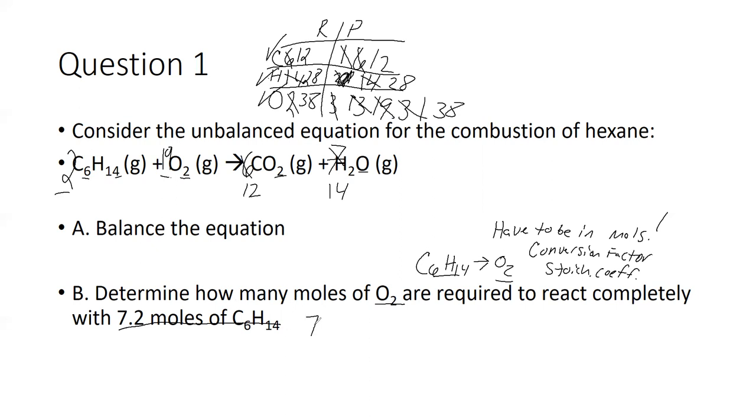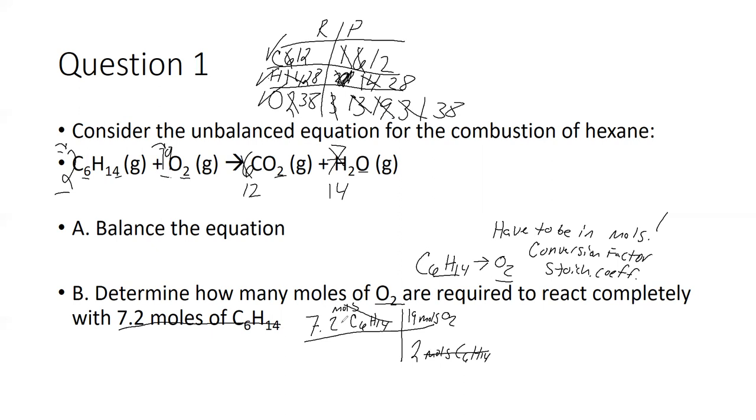So I have 7.2 moles of C6H14. This is moles. Now, for every 2 moles of C6H14 I have, I need 19 moles of O2 to react with that. So my moles of C6H14 cancel out. I'm left in moles of O2. Again, I got the 2 and the 19 for my coefficients. And now I just do the train track.